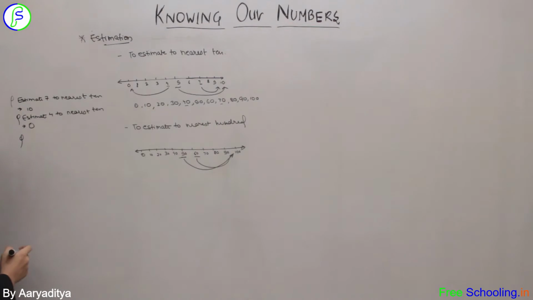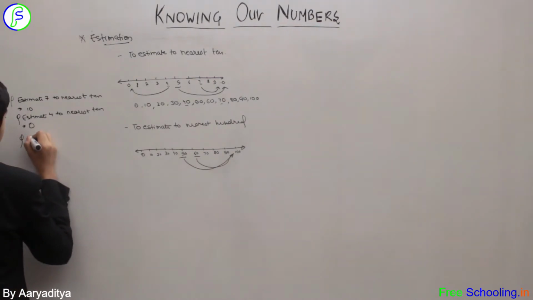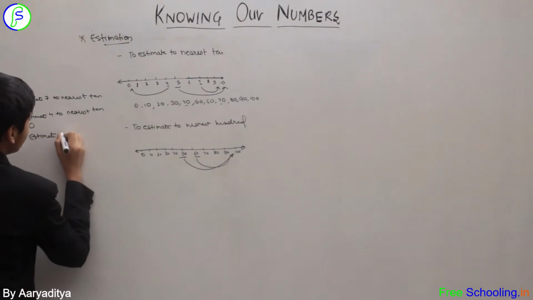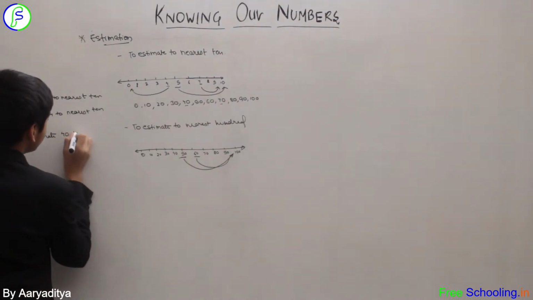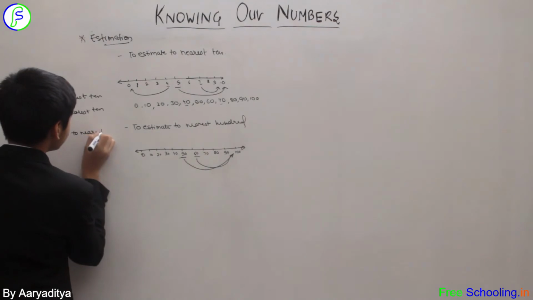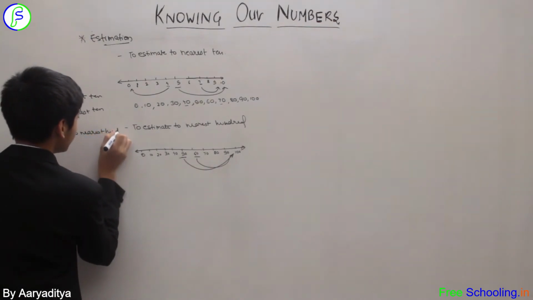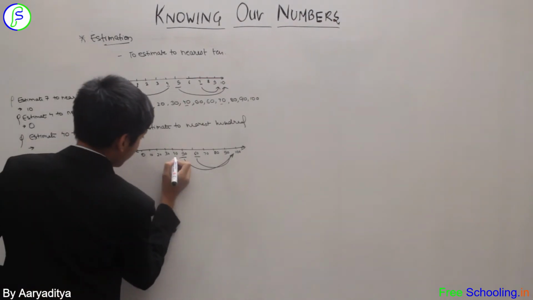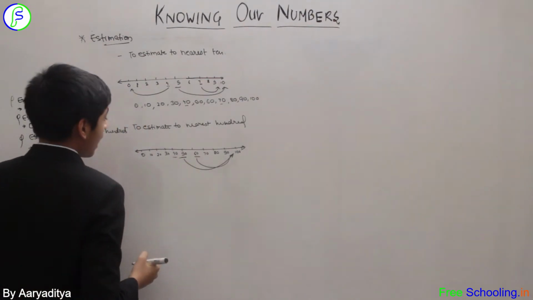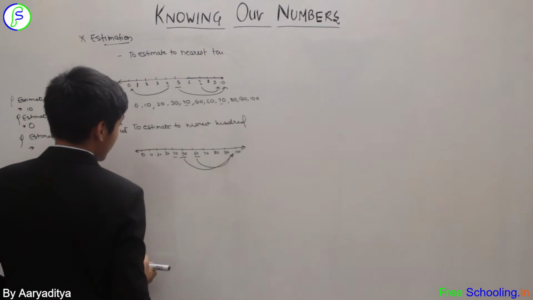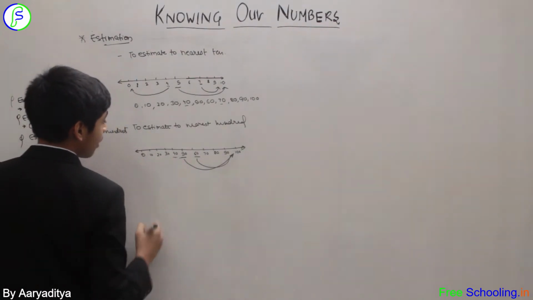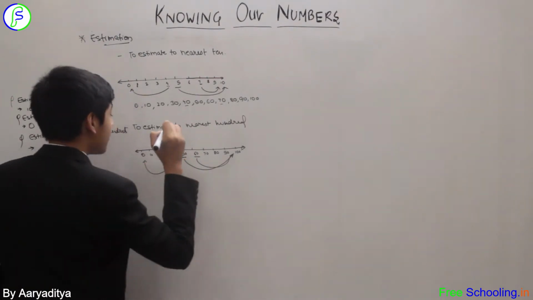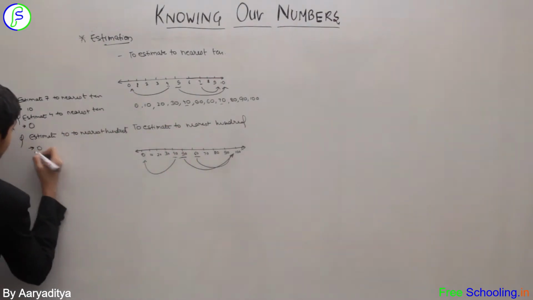Let me give you one more. I can say, estimate 40 to the nearest 100. What will be the answer for this one? Very easy. From the number line, we can see that the difference between 40 and 0 is less than the difference between 100 and 40, so it will be rounded off to 0. So the answer will be 0.